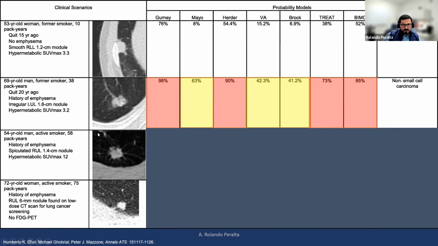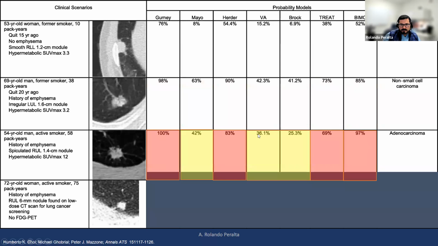Third patient is 54 years old, active smoker, 58 pack years, emphysema, spiculated nodule, 14 millimeters, SUV max 12. This is cancer till proven otherwise, right? This looks high, high, high risk. Well, the models that you use actually matter. Same thing again. This looks very similar to this, right? So the ones that do not include the PET-CT were not as good.